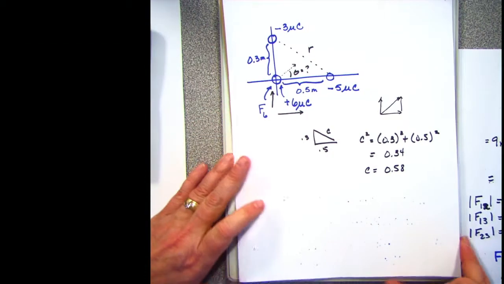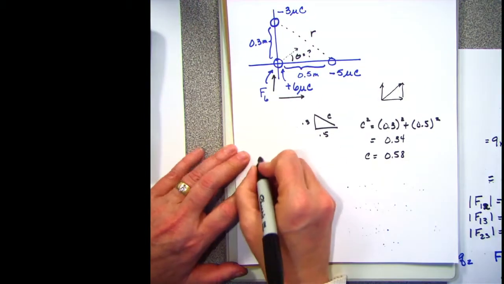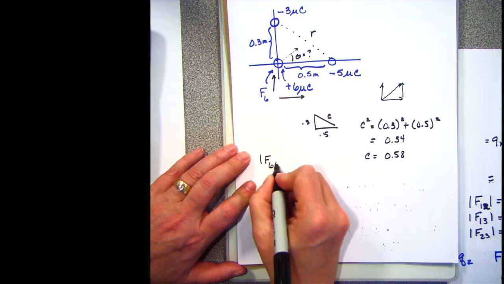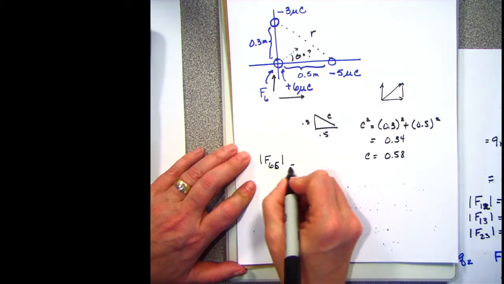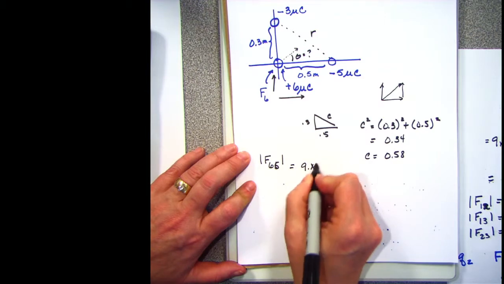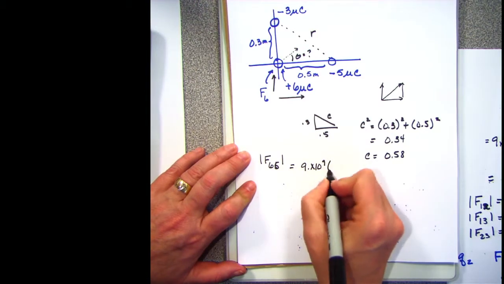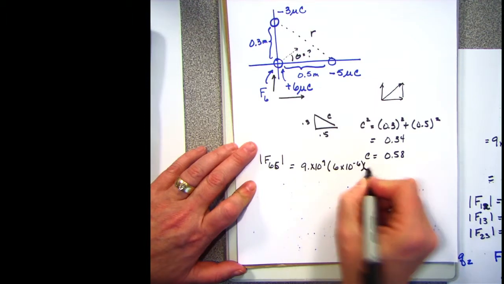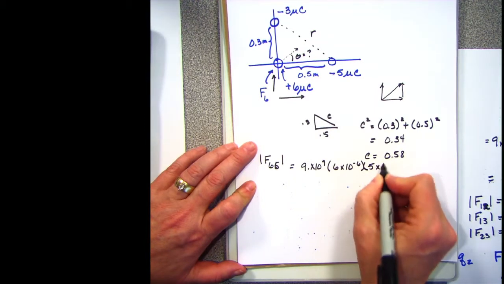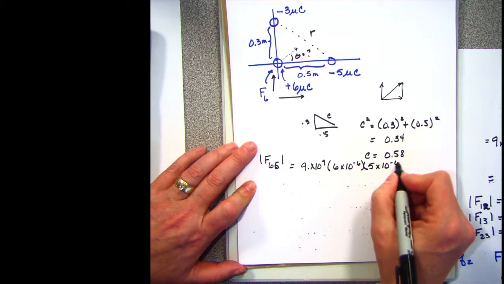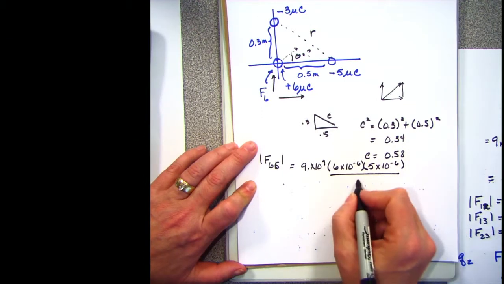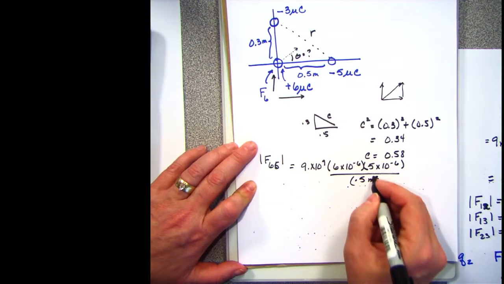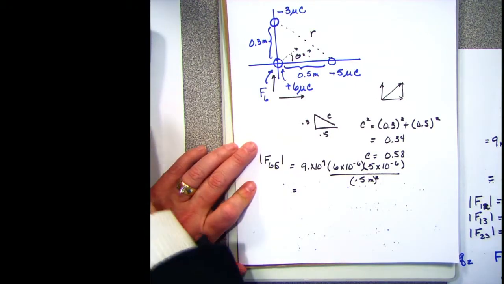So the first thing I got to do is calculate the magnitude. So the magnitude between the 6 and the 5 is going to equal 9 times 10 to the 9th, the charge, 6 times 10 to the minus 6 times 5 times 10 to the minus 6, divided by my 0.5 meters squared. Put that into the calculator.